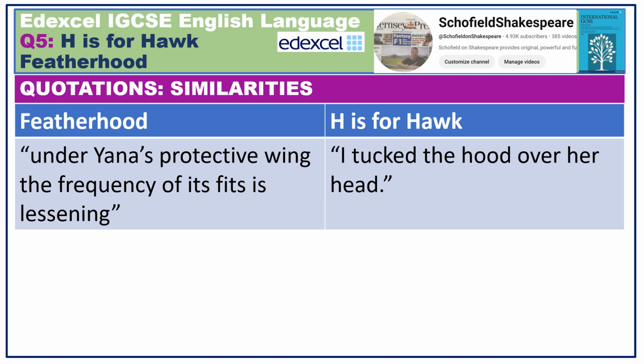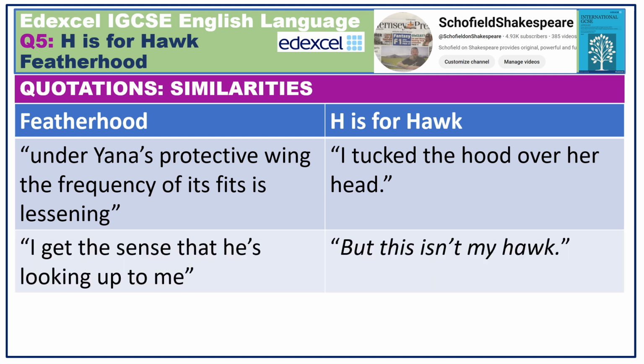Let's now move to some delicious similarities. One similarity is that both birds are not fully free and have to rely on humans, albeit to different extents. The newborn magpie is clearly unwell and so needs Yana's protective wing, pun intended. Meanwhile, the hawk is controlled by her handlers, hence the protective hood over her head to narrow her vision.